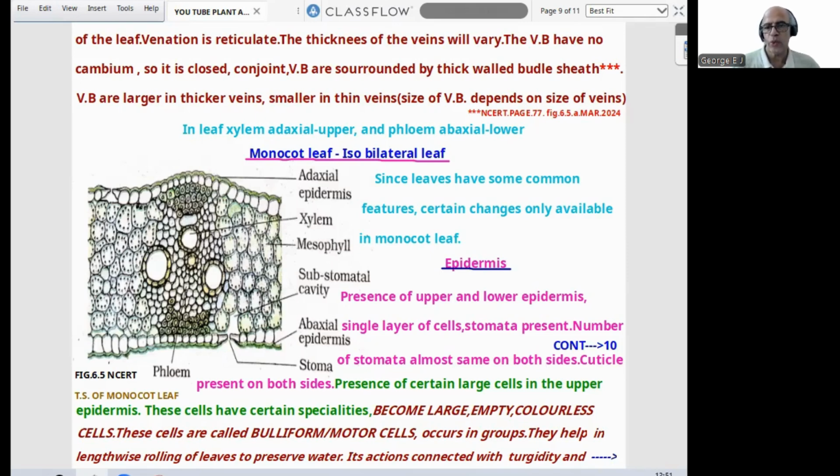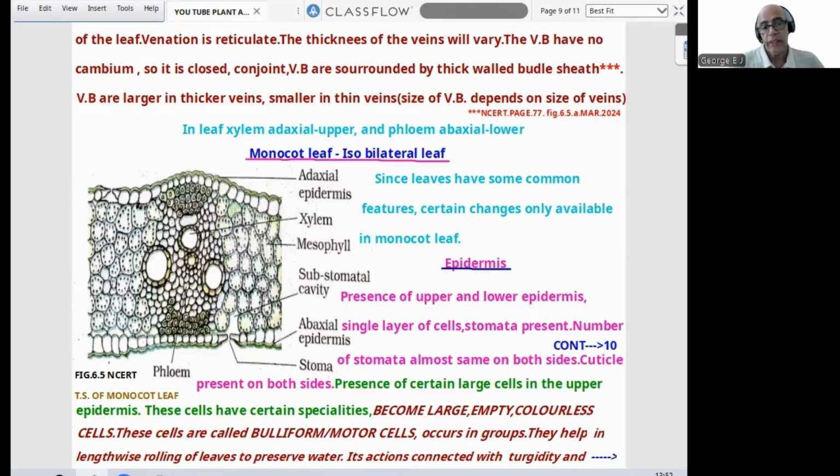Vascular bundles are surrounded by a thick-walled bundle sheath. In NCERT, that line is given on page number 77, connected with figure 6.5a, in the March 24 reprint edition. Thick-walled bundle sheath. Here I think the spelling is somewhat wrong. That is why I put that star. NCERT only gave that statement. Vascular bundles are larger in thicker veins and smaller in thin veins. That means the size of the vascular bundle depends on the size of the veins.